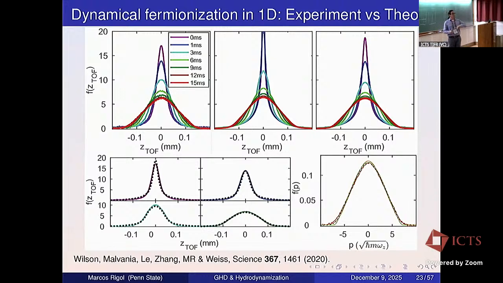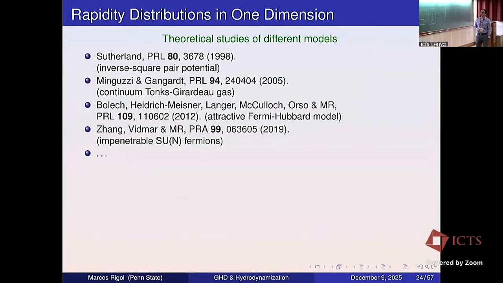Okay, so it's pretty amazing, right? If you take an experimentalist and you take a Fermi gas and a Bose gas and let them both expand and measure momentum, they will not be able to tell the difference between the two. Okay, the distribution after expansion will be the same. So good. So once you have that, then you can use it in different models, and there have actually been studies of different models. Sutherland studied the inverse square pair potential, the continuum TG gas.